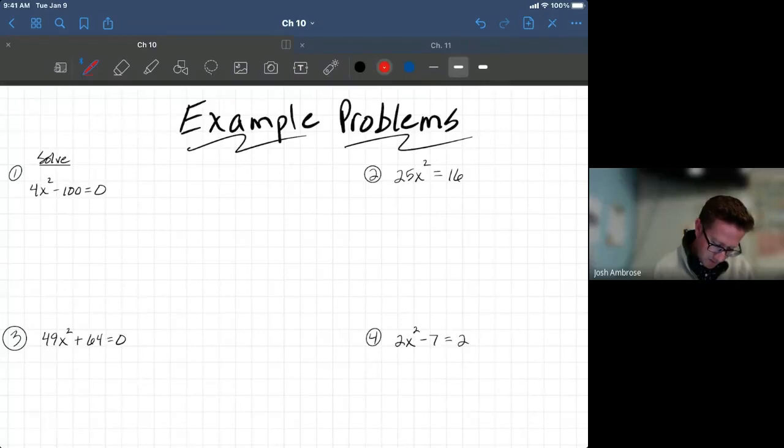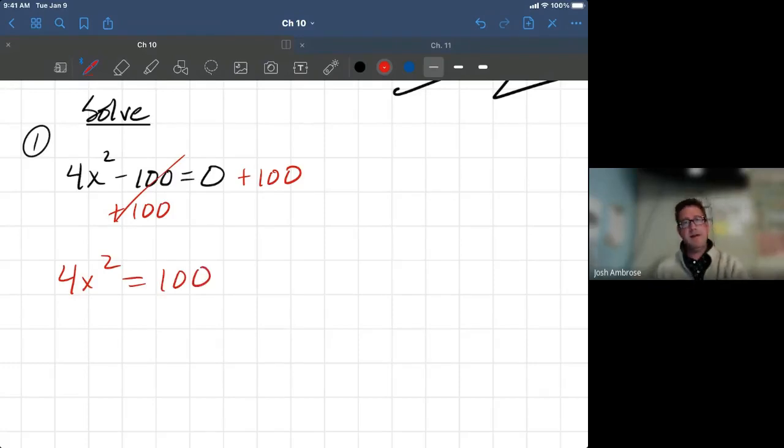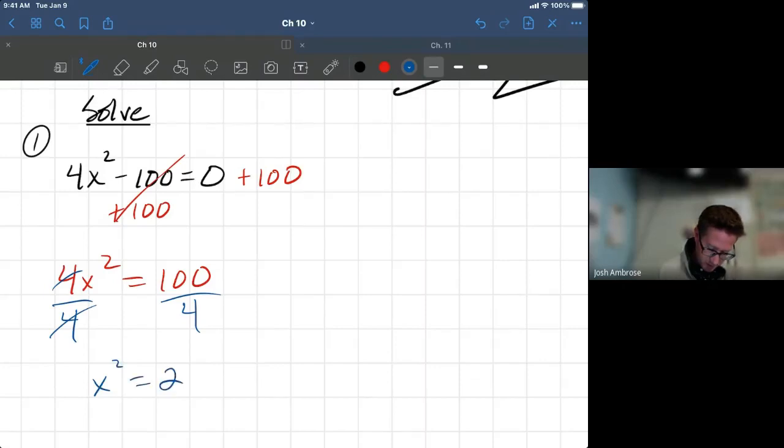Okay, so first step here, we have a 4x squared minus 100 equals 0. So we're going to have to do a little bit of everything. We're going to have to add first. Add 100 first to both sides. That crosses out, leaving us now with 4x squared equals a positive 100. Now we need to get rid of that 4. We're getting closer to isolating x. All right, so divide both sides by 4. They cross out here. 100 divided by 4 works out nicely. We get x squared equals 25.